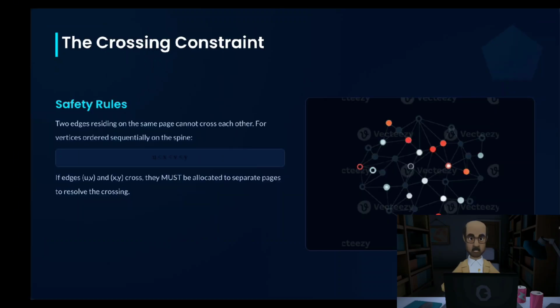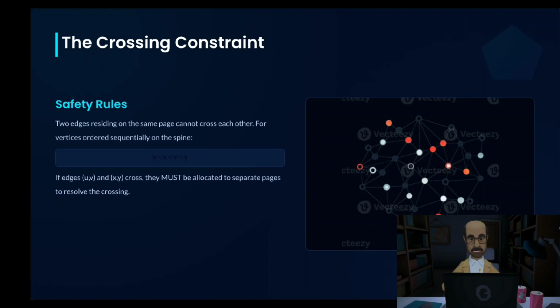Now we come to the most critical part of this layout, which is the crossing constraint. To make sure our book embedding is valid, we must strictly follow the safety rules. The core rule is this: two edges residing on the same page cannot cross each other. Mathematically, for vertices ordered sequentially on the spine, such as the condition u < x < v < y, if the edge uv and the edge xy cross, they must be allocated to separate pages to resolve the crossing.